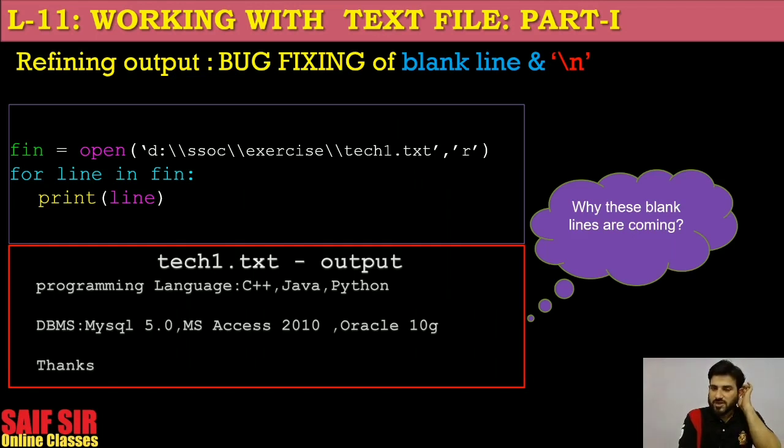Whenever you read a text file line by line, this problem happens. This is an extra blank line and this is an extra blank line. Wow, how has it happened? So there is a bug. What is that bug? Whenever you read a line, every line contains \n at the end, and that \n actually creates one blank line.